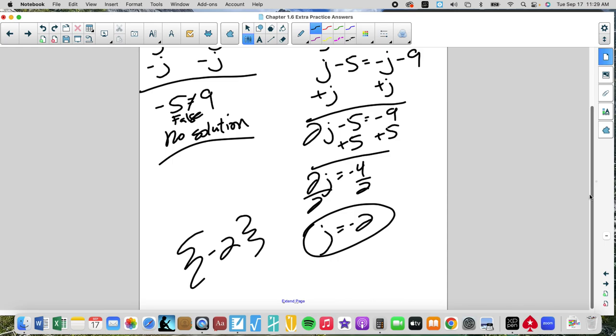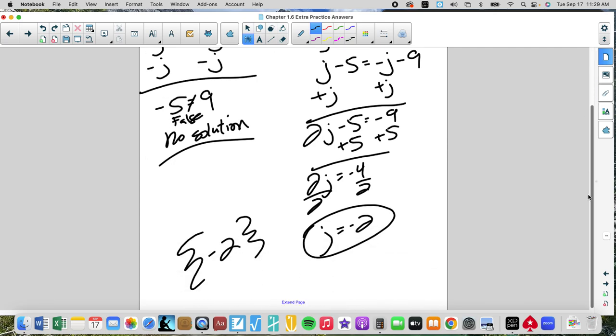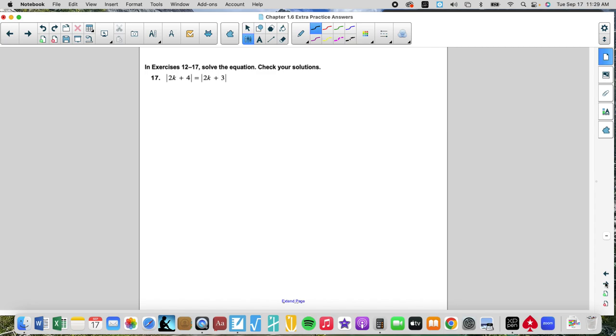Now let's test it. Negative 2, let's check it. That equals negative 7. Absolute value of negative 7 is 7. And then negative 2 plus 9 is 7. Absolute value of 7 is 7. So that works. That's the only solution. That was a tricky one. Oh, I see what you're going to do here.